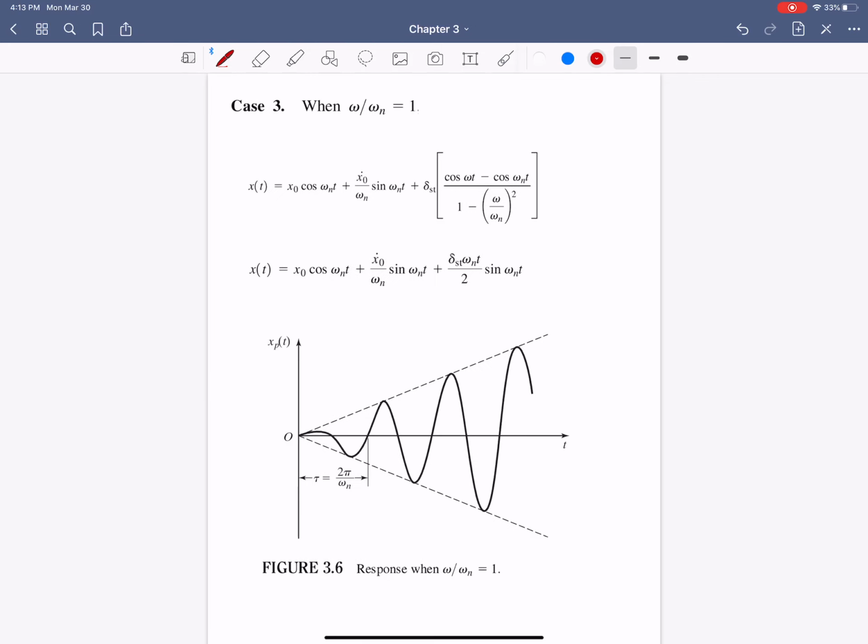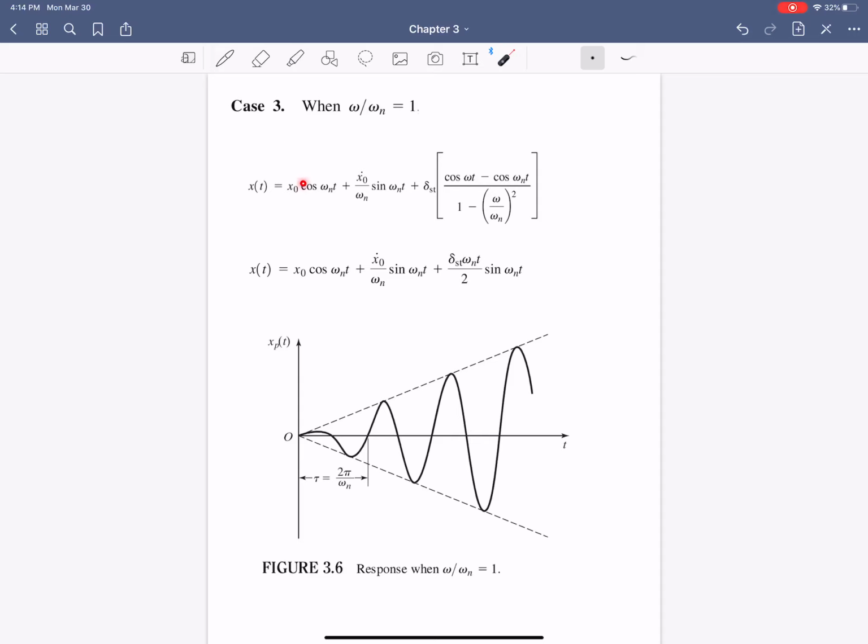Okay, now this last case is when we're at resonance. Okay, so we have decided to lie right at resonance, and sometimes you might want to do that. A good example would be an ultrasonic welder. You're going to run it right around resonance.